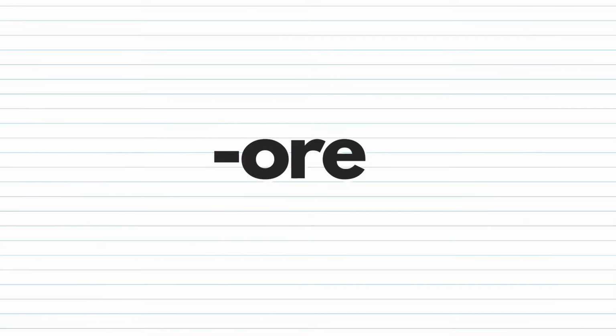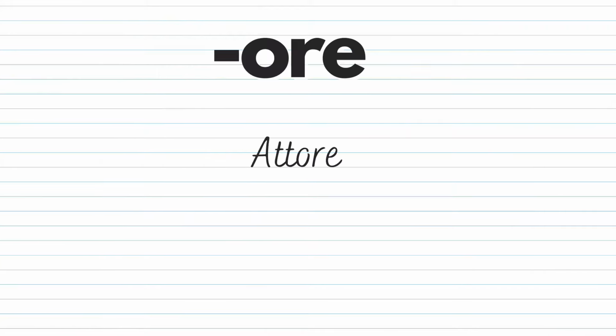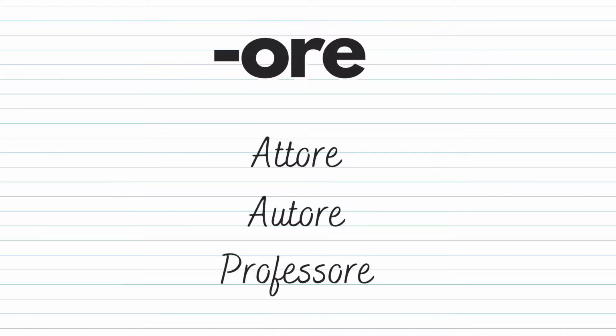But if you have a word ending in ore, and that corresponds to the English OR, then it's probably gonna be masculine. For example, attore, actor, a male actor, autore, author, a male author, and professore, a male professor or teacher. Of course, that doesn't cover all words ending in E, but I think it helps, so it might be useful to memorize these two final syllables.